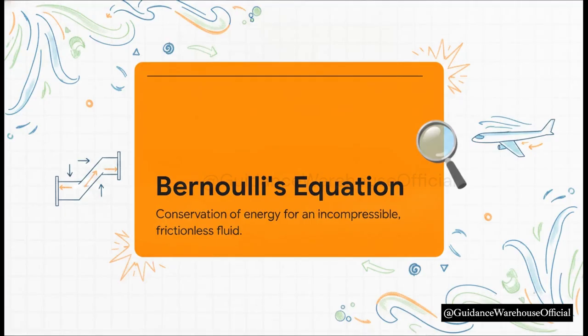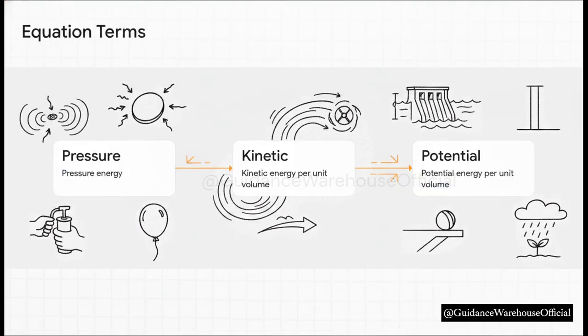Bernoulli's equation isn't just some random string of math to memorize. At its core, it is a direct application of the conservation of energy principle applied to an incompressible, frictionless fluid. Let's build this equation step by step, just like we're standing together at a whiteboard. Because it's based on the conservation of energy, each term represents energy per unit volume.